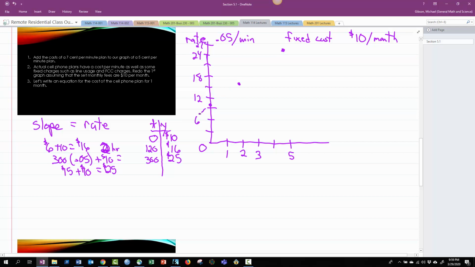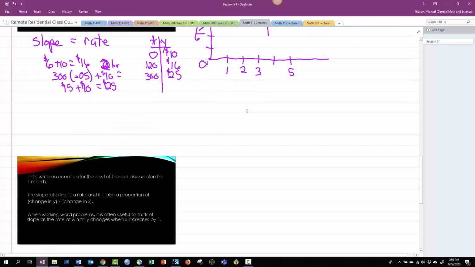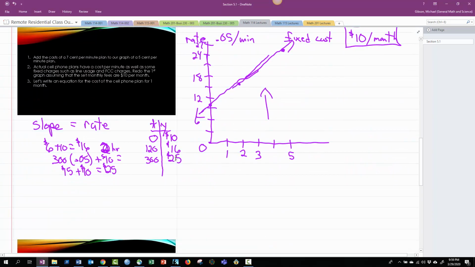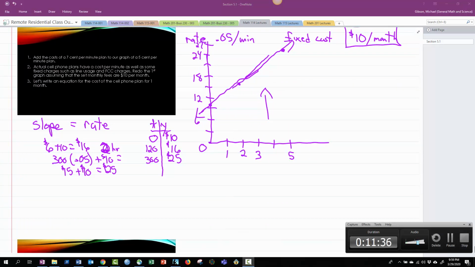So what happens here, if you plot the points, you see it's a straight line again, right? Well, what happened is this fixed fee, this $10 per month to have a line open, just shifted the line up by 10. Because now when we're at 0, we're at 10. And before, when we had no fixed fee, we started at 0. No minutes was no cost. Now no minutes is $10, so it just shifts the whole thing up by 10.